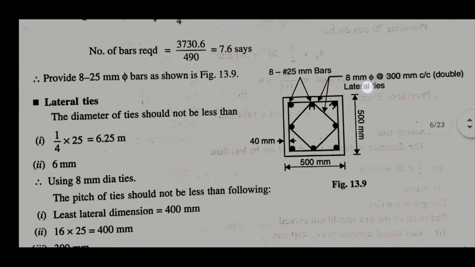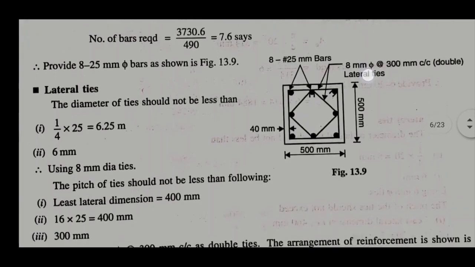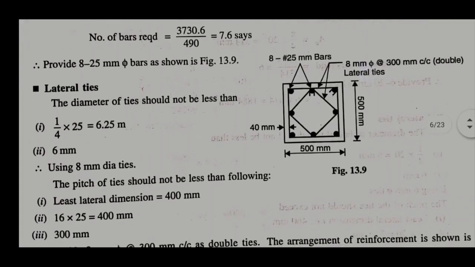Now time to provide lateral ties. The diameter of tie should not be less than 1/4 of diameter of bar, that is 25. So 1/4 into 25, that is 6.25 mm, so it should not be less than 6.25. So we can use 8 mm dia ties.